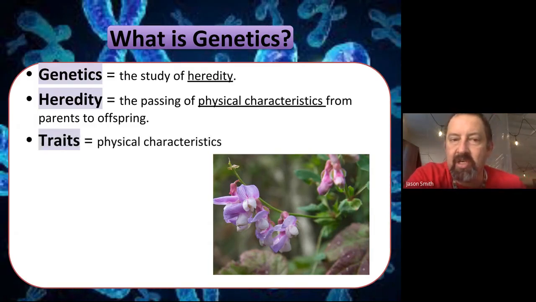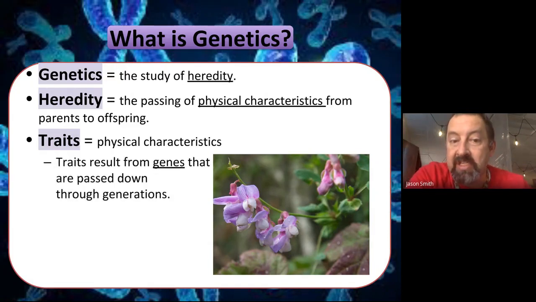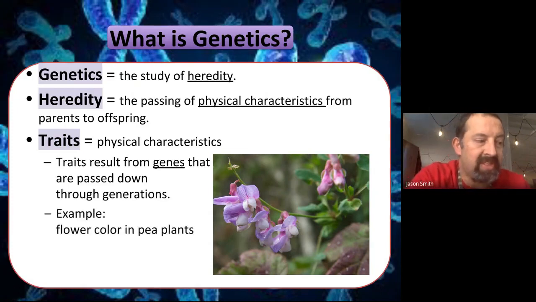Traits are your physical characteristics. Traits result from genes that are passed down through generations. For example, the flower color in these pea plants that you see in the picture is genetics. We're going to see how those different colors are affected, and what the chances are of us getting those and keeping those and moving on when we have two different types of parents.